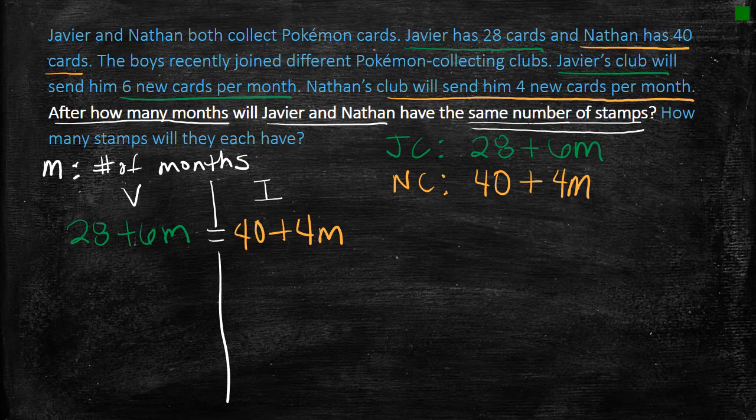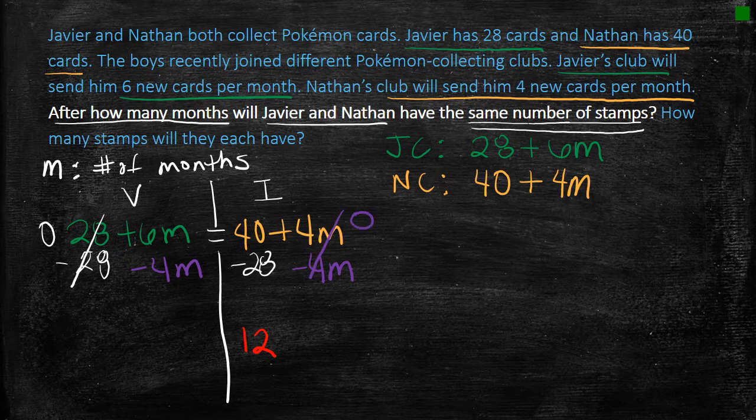So I'm going to take a look and notice that the 28 doesn't belong. So I'm going to subtract 28 on this side, and I'm going to subtract 28 on the other side. Notice that the positive 28 and the negative 28 make a 0. And then I have 40 minus 28, which is going to give me 12. And then I look on my right side and I notice that the 4m doesn't belong there. So I'm going to go ahead and get rid of 4m by subtracting 4m from one side and subtracting 4m from the other. Positive 4m and negative 4m make a 0.